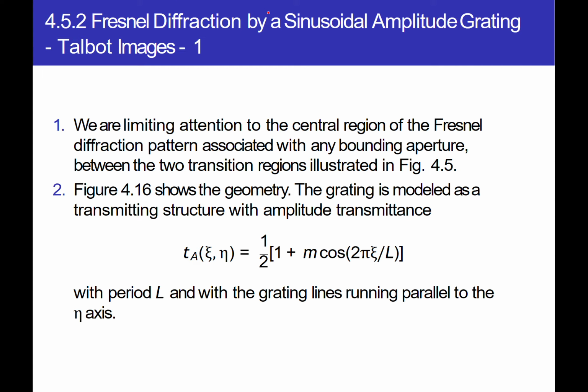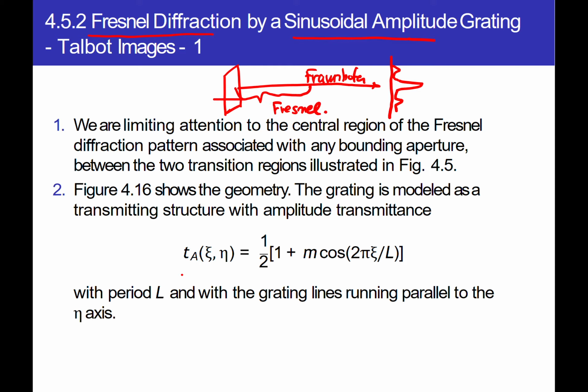And now we are going to look at Fresnel diffraction by a sinusoidal amplitude grating. Remember that in the case of the amplitude grating for the Fraunhofer, we get the zeroth order, and the first orders, +1 and -1. We get this one, and then we'd like to know what's going to happen in the Fresnel case. Once again, we are going to use this one over the rectangle.